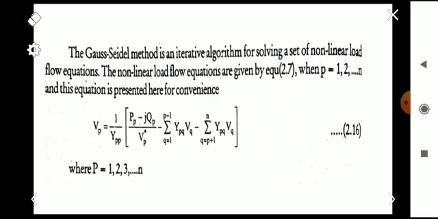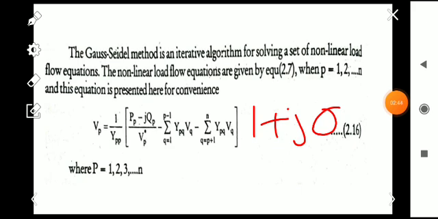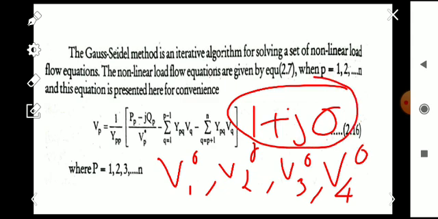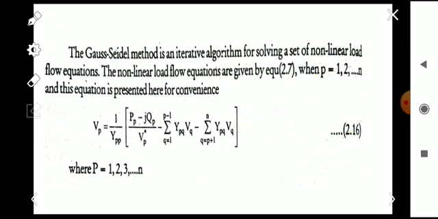In the Gauss-Seidel method, initial values of voltages are assumed before starting the iterations. Normally we take the initial values as 1 plus j0. That is the initial values V1(0), V2(0), V3(0), before the first iteration. If it is a 4 bus system, we will assume the initial values of the bus voltages as V1(0), V2(0), V3(0), V4(0). For doing the problem, we will assume those values equal to 1 plus j0 and start from there. That is the first step we normally do before starting the problem.